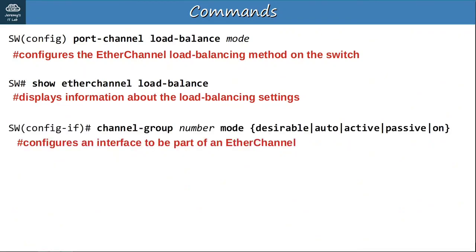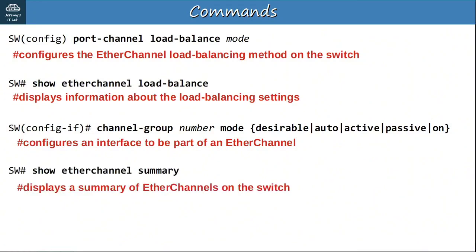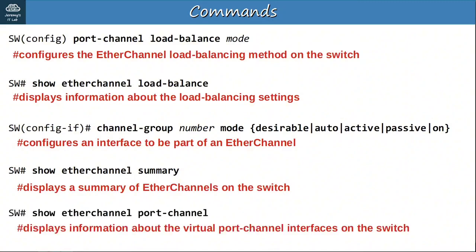To configure an interface to be part of an EtherChannel, use the command channel-group, followed by the port channel number, mode, and then the mode, which can be desirable, auto, active, passive, or on. The most useful show command for EtherChannel is show etherchannel summary, displaying a summary of all of the EtherChannels on the switch and their status. One more show command you can use is show etherchannel port-channel, which displays some more detailed information about the port channel interfaces on the switch.